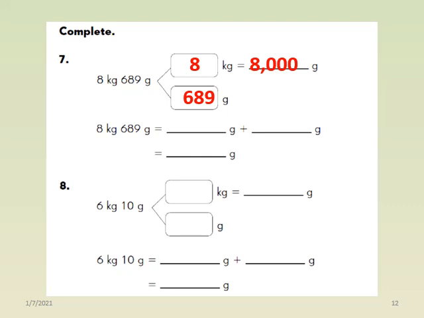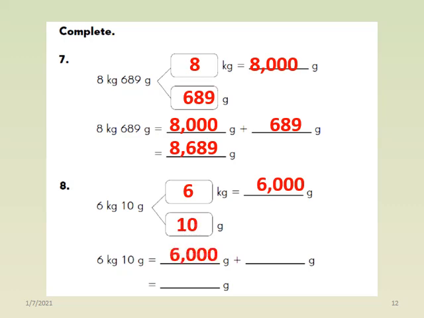Now I will add the grams to the grams. So I have 8,000 grams plus 689 will give me total amount of 8,689. Another one, we have 6 kilograms and 10 grams. Here we have the 6 kilograms, multiply by 1000, change it into grams, 6,000 grams. Write down the 10 grams. So we have a total amount of 6,000 grams plus 10 grams, which is 6,010 grams.